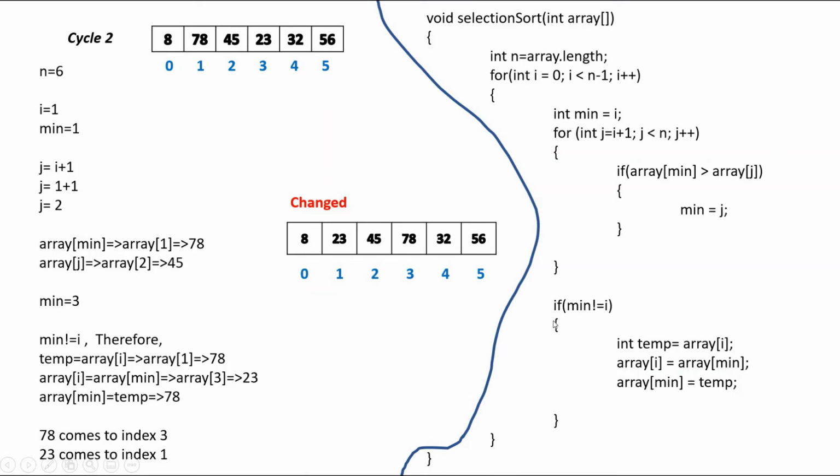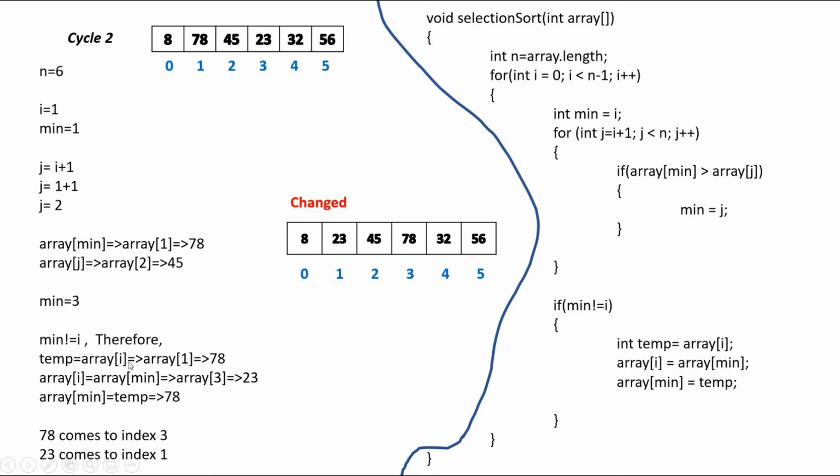Now we exit from this for loop. They say that if minimum is not equal to i, of course minimum is not equal to i. Minimum is 3, i is 1, so they are not equal. So these codes will be executed.